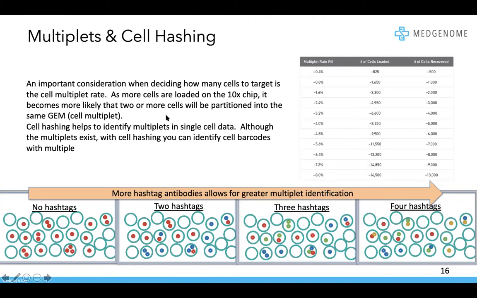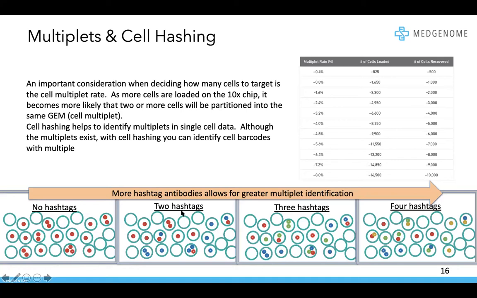So one other benefit of cell hashing is that it provides a way for you to identify these multiplets. In these four little cartoons down here, you can see when there are no hashtags used at all, some of these emulsions will contain one single cell, some will contain two cells, some will contain three, but there's no way to definitively tell which of these data represents the multiplets and which are the singlets.